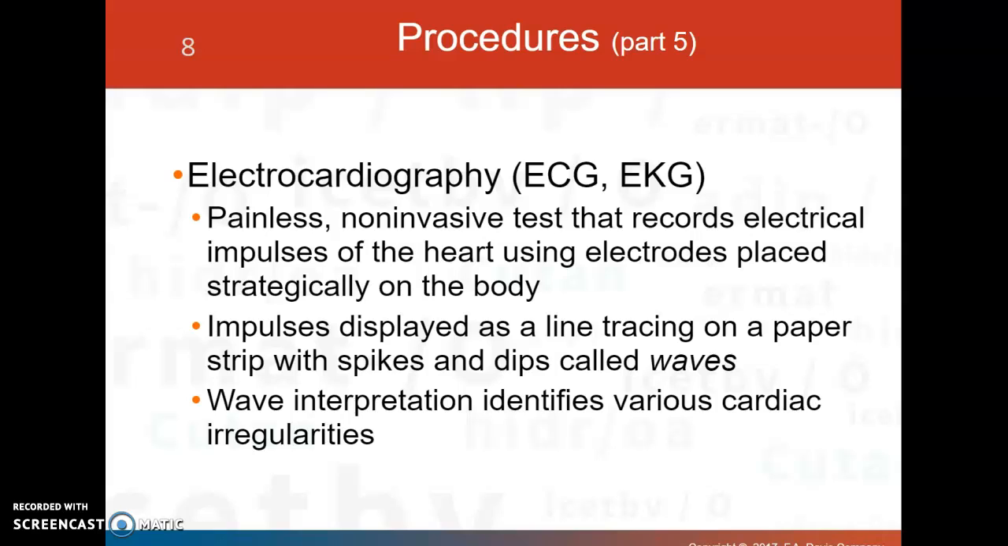Electrocardiography, ECG or EKG. I've always called it EKG, but I always wondered why, because there's no K in electrocardiography, but they are the same thing, ECG or EKG. It's a painless, non-invasive test that records electrical impulses of the heart using electrodes placed strategically on the body. The impulse is displayed as a line tracing on a paper strip with spikes and dips called waves. The wave interruption identifies various cardiac irregularities. So a lot of people before surgery will have one. That's part of their pre-op, to have an EKG.